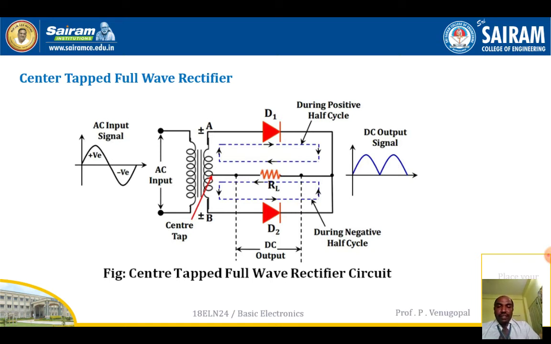Similarly, during the negative half cycle, terminal B becomes positive and terminal A becomes negative. Because of this, D2 is forward biased and D1 is reverse biased. Since D2 is forward biased, it becomes short circuited. Since D1 is reverse biased, it becomes open circuited. Therefore, since D2 is forward biased, the current flows through the load as shown in the figure.